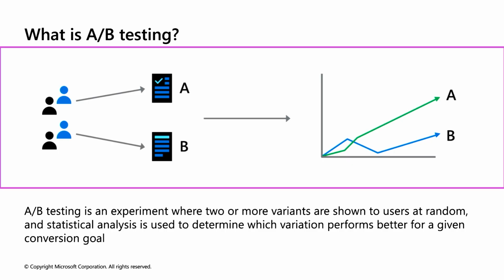A/B testing is a powerful experiment used to compare two or more variations of a feature or application by randomly showing them to different users. The goal is to use statistical analysis to determine which version performs better for a specific conversion objective, such as user engagement or sales. This method helps teams make data-driven decisions about which changes actually improve the product rather than relying on guesswork or intuition. A/B testing has the ability to minimize risk while maximizing impact. By testing new ideas on a subset of users, organizations can gather real-world feedback and confidently roll out successful changes to everyone.